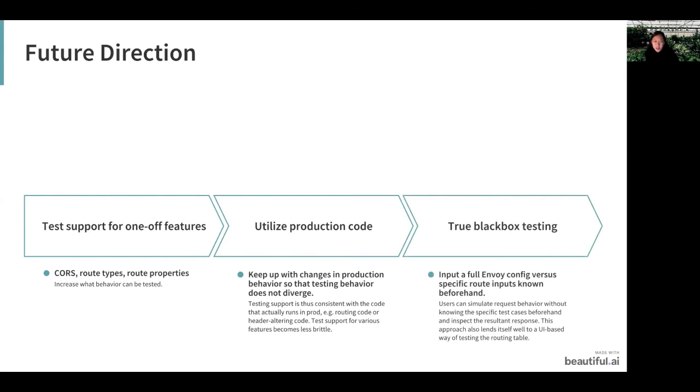And then finally, I think the ideal state of the tooling would be having true black box testing. What this would mean is just having to input a full Envoy config versus knowing specific route inputs for your unit tests beforehand. This way users could simulate request behavior without having to come up with the certain test cases they want and just inspect the resultant response. This could be used hand in hand with the existing unit testing flow, but I think this particular approach also lends itself well to a UI-based way of testing the routing table, in which you can just input some parameters and see what the resultant behavior is. That might be something that's more intuitive for service owners instead of having to fill out the values for very specific Envoy route configuration fields. So definitely a lot of room for improvement in the router check tool, and we'd love to chat if you are interested in contributing.